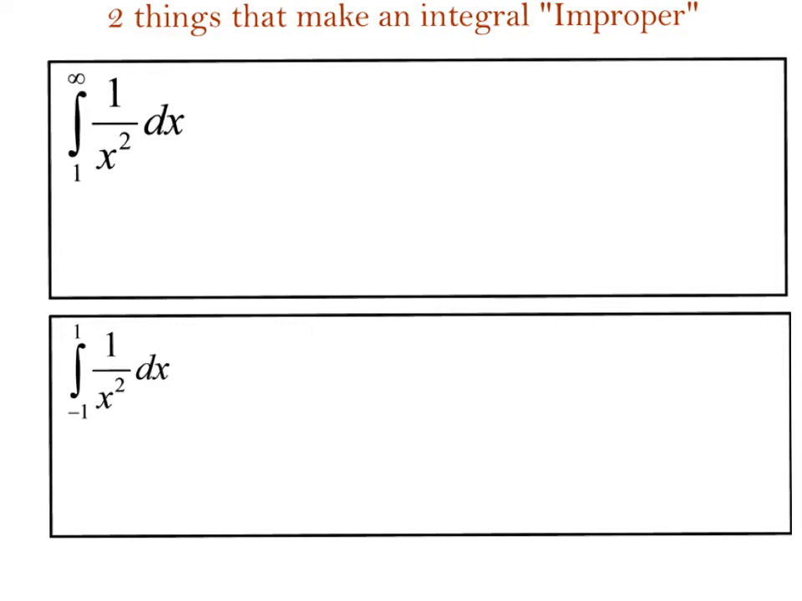Okay, we're talking about improper integrals. Two things that can make an integral improper. First, the obvious one, the one that's easy to see, is one of your bounds is infinite. Okay, one of your bounds is infinite. That we're finding the area from 1 to infinity of a function.